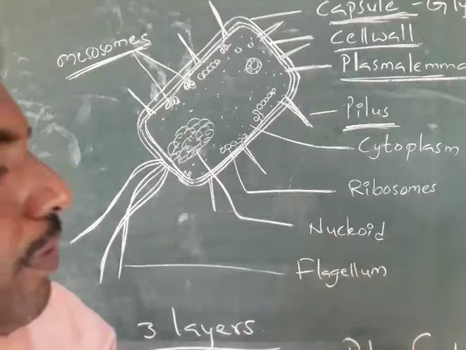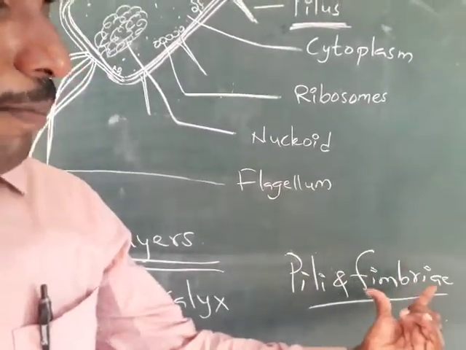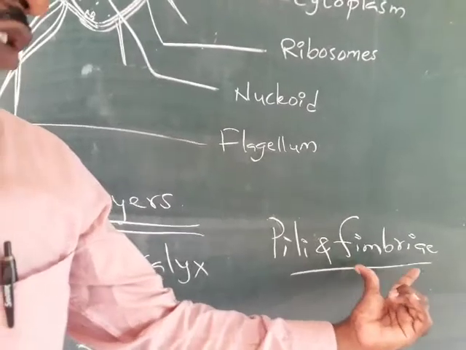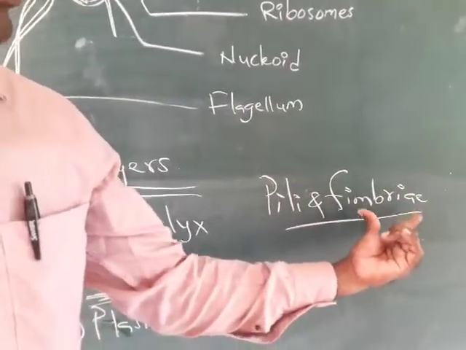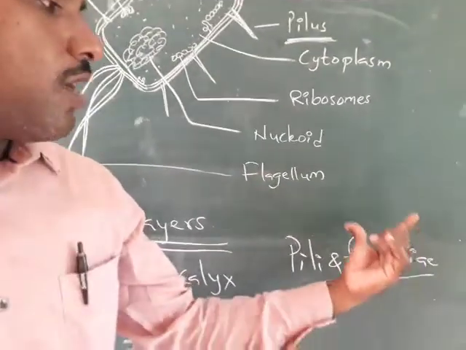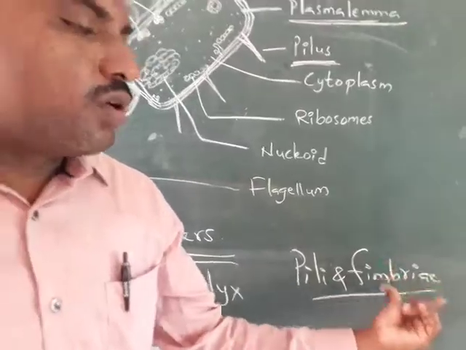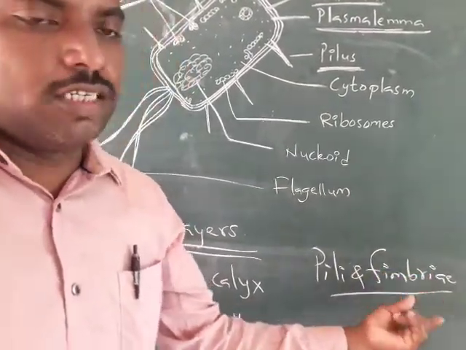And the Fimbriae are present in gram-positive bacteria as well as gram-negative bacteria. The main function of the Fimbriae is to attach to the substrate or host. It is a bristle-like structure.